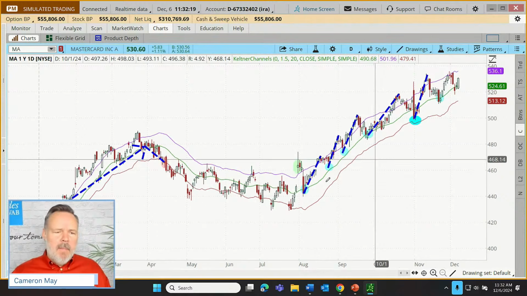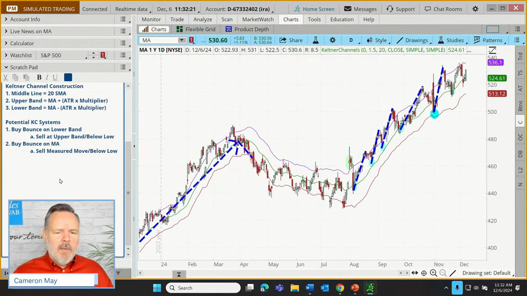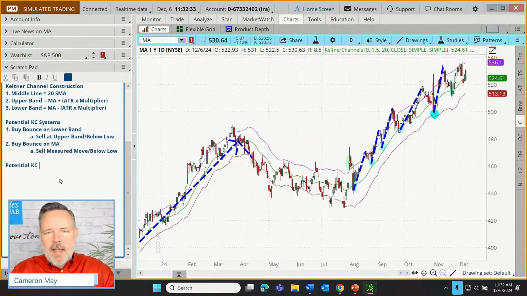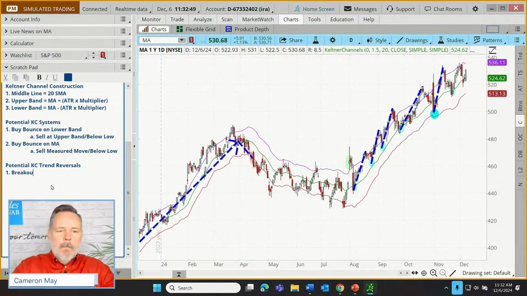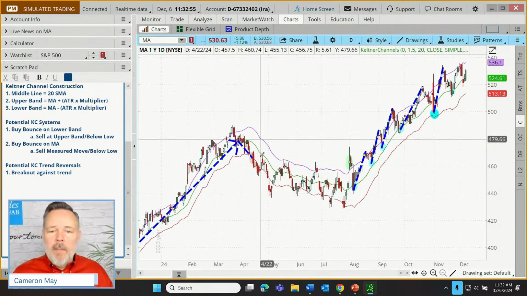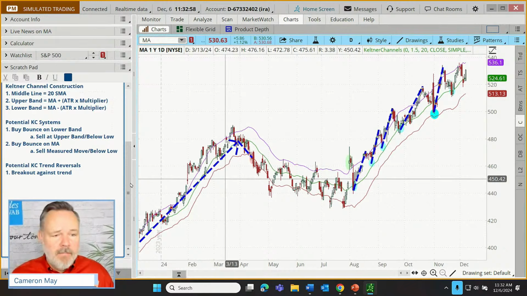This might be useful if I were to type this out for you. Why don't we do that? How about potential KC, not BB. I tried to say KC and BB at the same time, and I wound up with KB. Potential KC trend reversals or trend signals. Just breakout against the trend, close below or above the bands in the opposite direction.